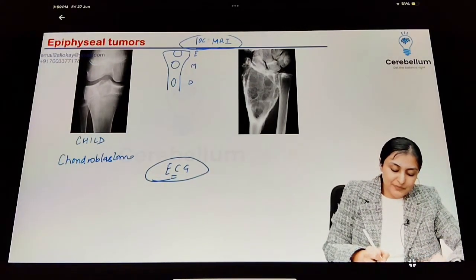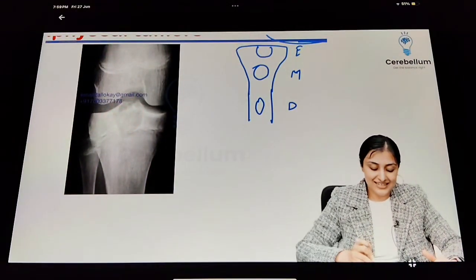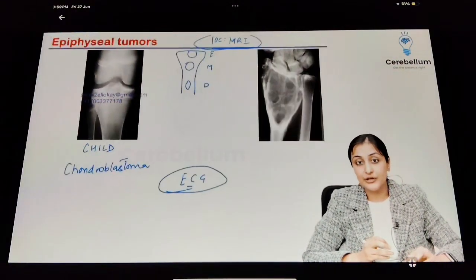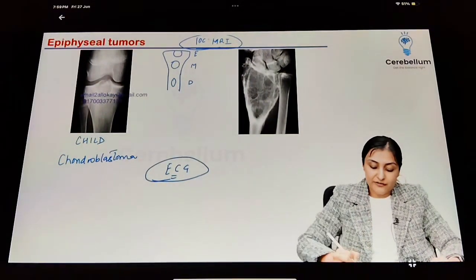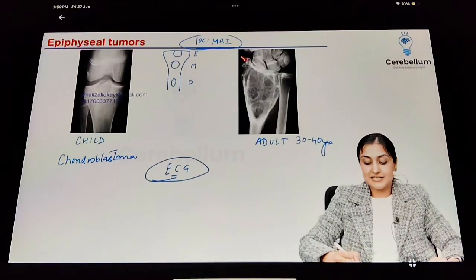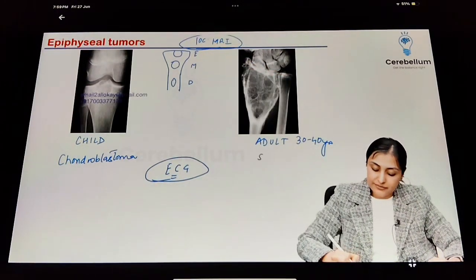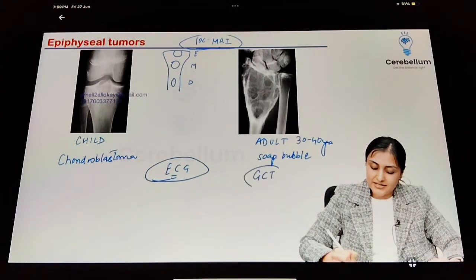So if you see an epiphyseal tumor reaching the joint surface in a child, even if they don't give me that this is a child, I can see that the growth plate is not fused here. So this has to be a child. This is a chondroblastoma. On the other hand, if they give me an adult patient who's around 30 to 40 years of age, and you can see it is reaching the joint surface, the other feature here is the soap bubble matrix. This is a giant cell tumor.